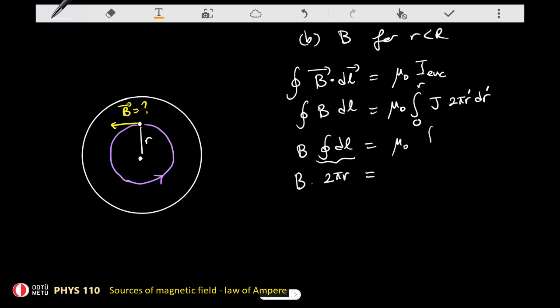So this is mu zero. Integral is from 0 to r. Current density is a times r prime. This is 2 pi r prime dr prime. So this is mu 0, 2 pi a, integral of r prime squared dr prime. I know that this integral is r cubed divided by 3.